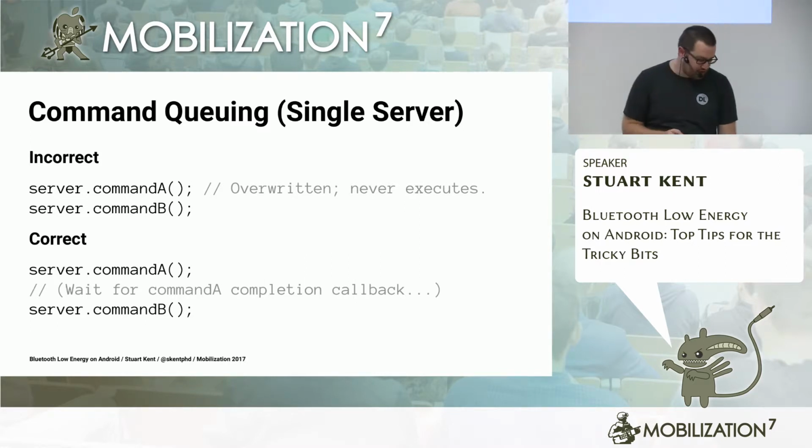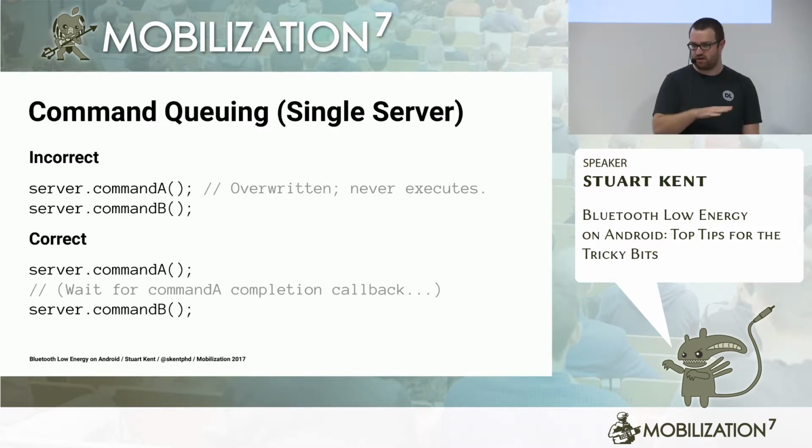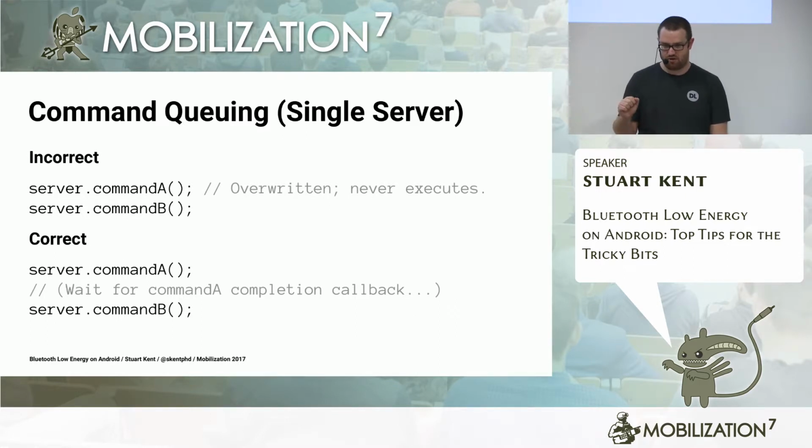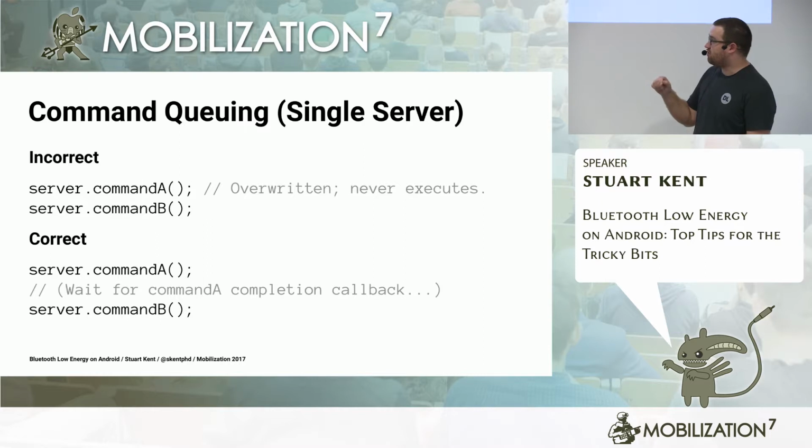So it would be incorrect to say, take my server and call command A, and then immediately take my server and call command B. What would happen in that case is that command A would be overwritten and would just never happen. So you'd never receive a callback for it. The correct way to do this is to call server.commandA, and then wait for that callback to tell you that it's done, and then call command B.